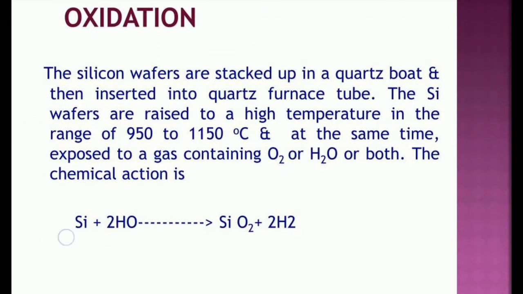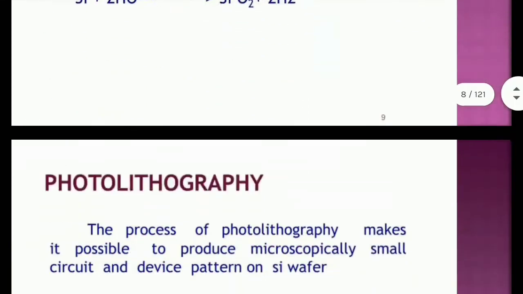This is the chemical reaction that is used for the oxidation process. The silicon wafers are raised to a high temperature in the range of 950 to 1150 degrees Celsius, at the same time exposed to a gas containing O2 or H2O. This is the following chemical reaction, a process of producing silicon dioxide.